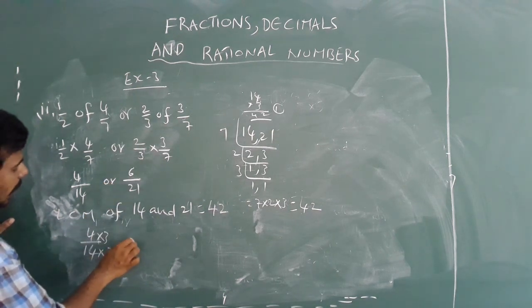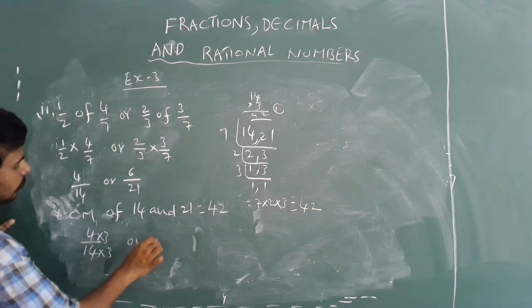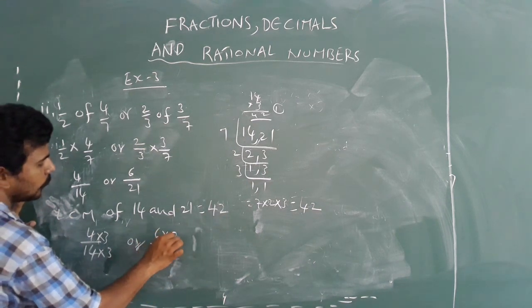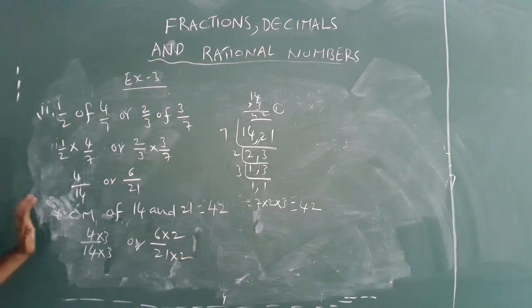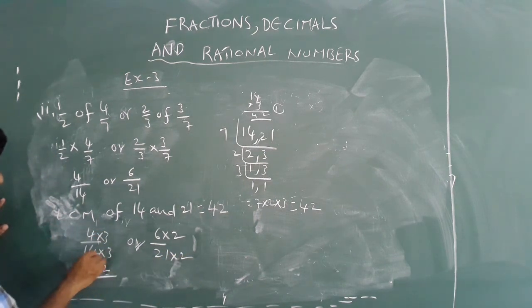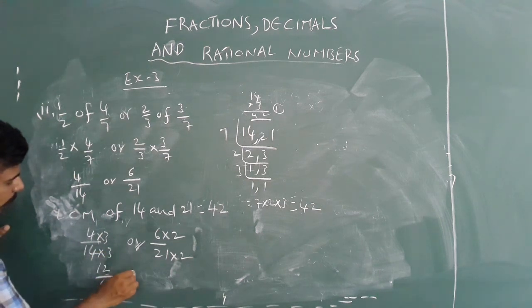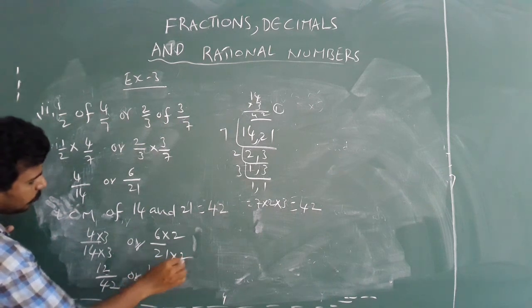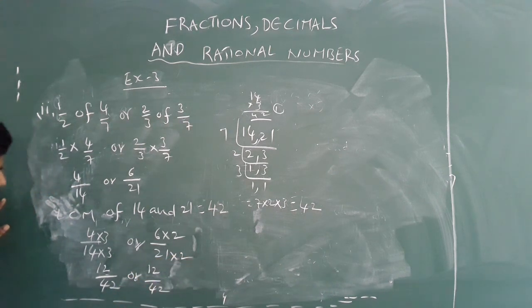Now take 6 by 21. This 21 in 42, 2 times divisible. Now 4 3s are 12 by 14 3s are 42, or 6 2s are 12 by 21 2s are 42. So 12 by 42 or 12 by 42. So 42 and 42 are equal, the numerator is also equal. So these two are equal.